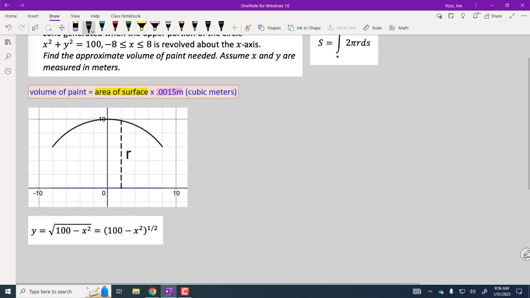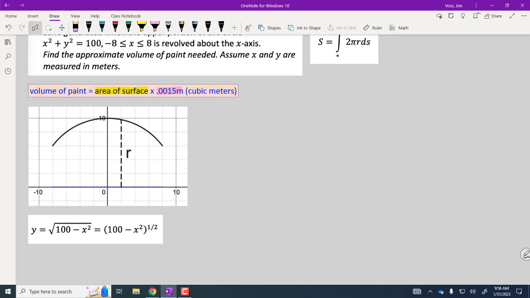Now, one thing that we notice is that we certainly have some symmetry. This is -8 here. This is +8 here. So we have this arc that's symmetric about the y-axis. We're going to rotate about the x-axis. So we could do a symmetry thing and multiply by 2 and have our limits go 0 to 8.